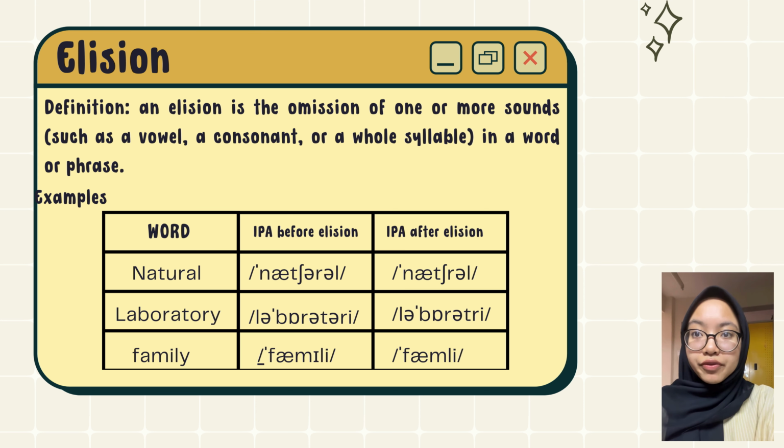Now let's take a look at another example with the word laboratory. The full, careful pronunciation is laboratory. Yet in everyday speech, it is often reduced to laboratory by dropping one of the vowels in the unstressed syllable. And finally, take the word family. Its standard pronunciation is family. However, many speakers naturally say it as family, dropping the E sound in the middle in connected speech.